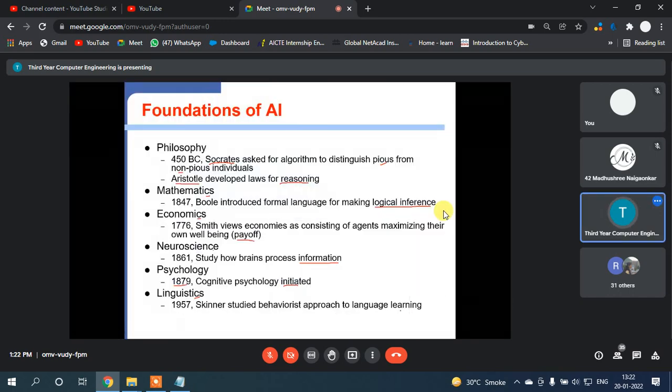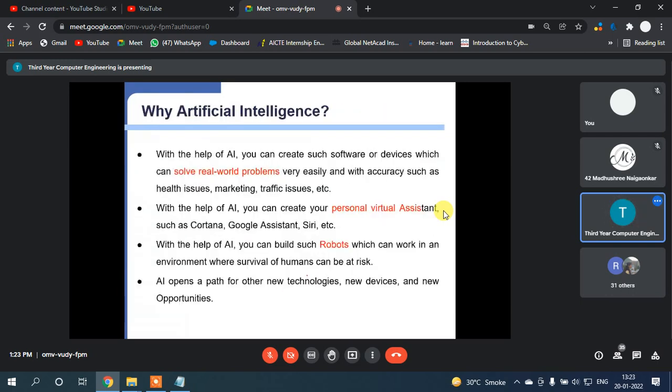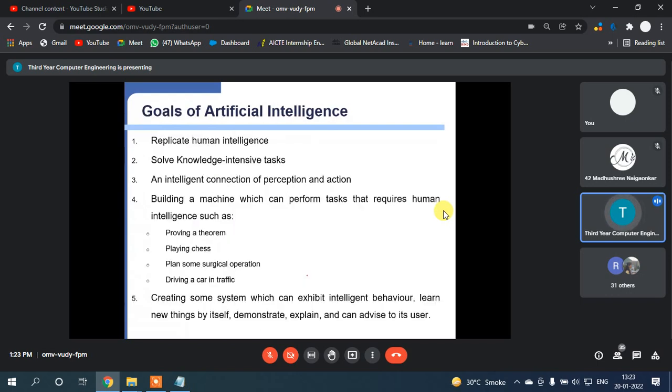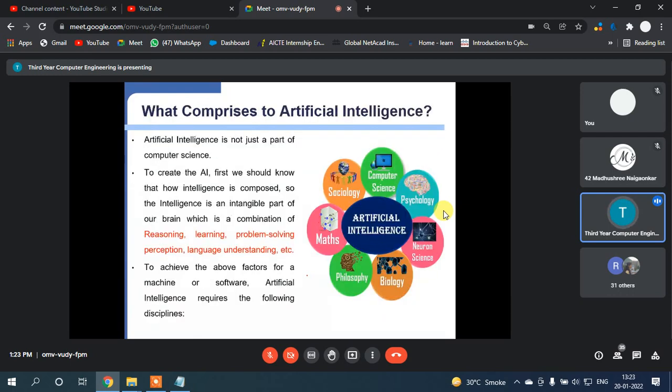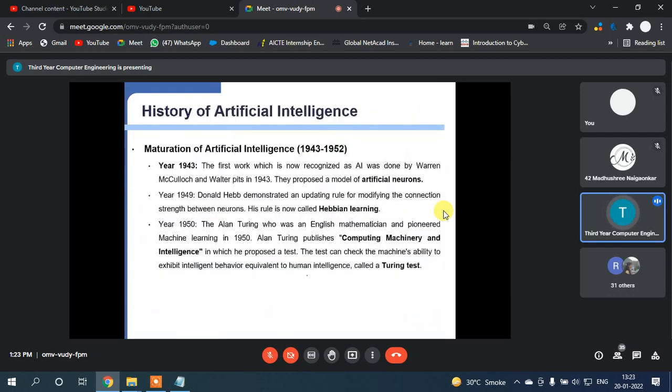From linguistics, in 1957, Skinner studied the behaviorist approach to language learning. So natural language processing, language understanding, language learning are also part of AI. So these are the foundation aspects of AI. We have already seen them, but not specifically from these areas. After that, we have seen why artificial intelligence, then the goals of AI. Yes. Then we have seen the brief history.